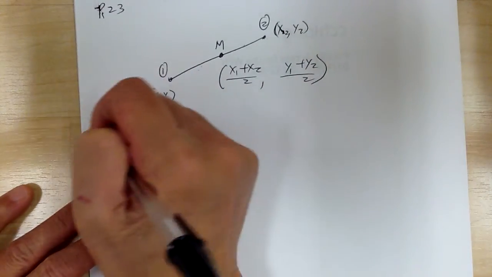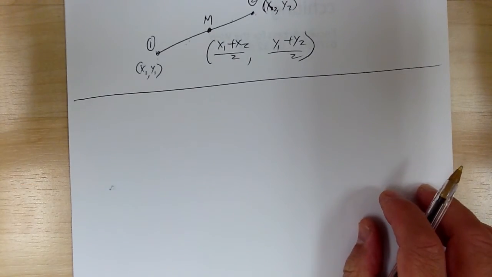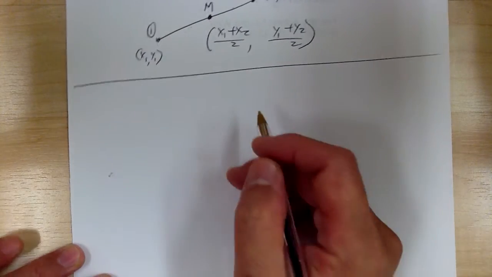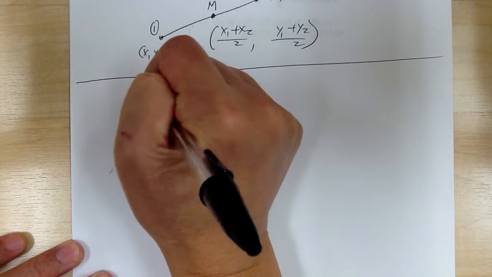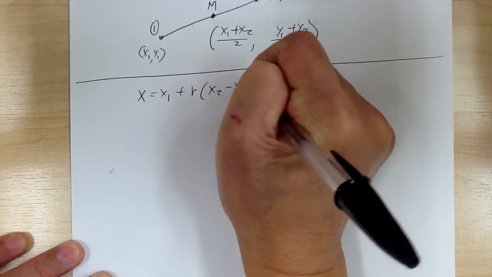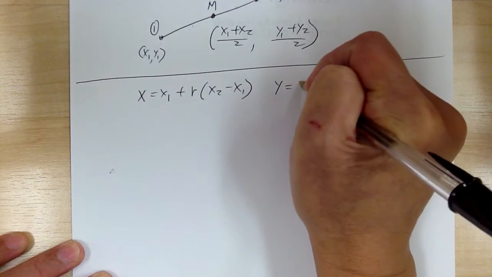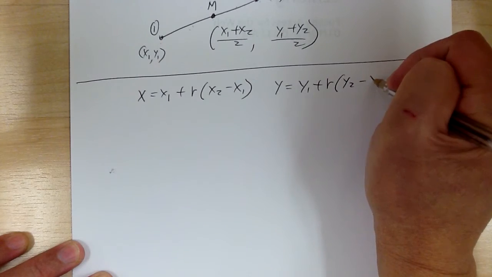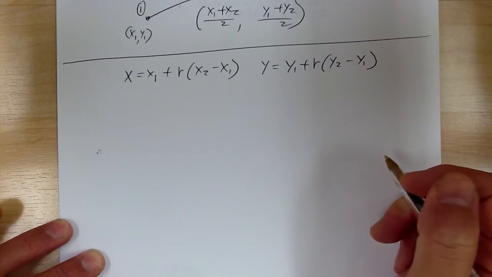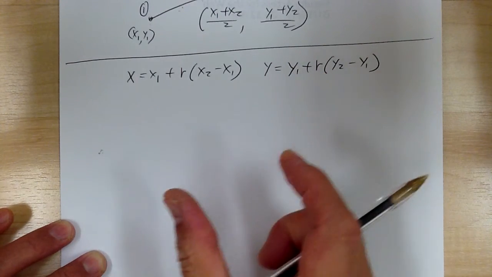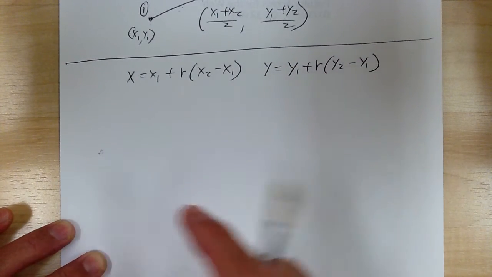Now, you also can divide the line segment into any portion of it. That's the equation on the bottom of the page, equation 1.5. So you have x equal to x1 plus r times x2 minus x1. And for the y, you get y1 plus r times y2 minus y1. So these are the formulas for that.